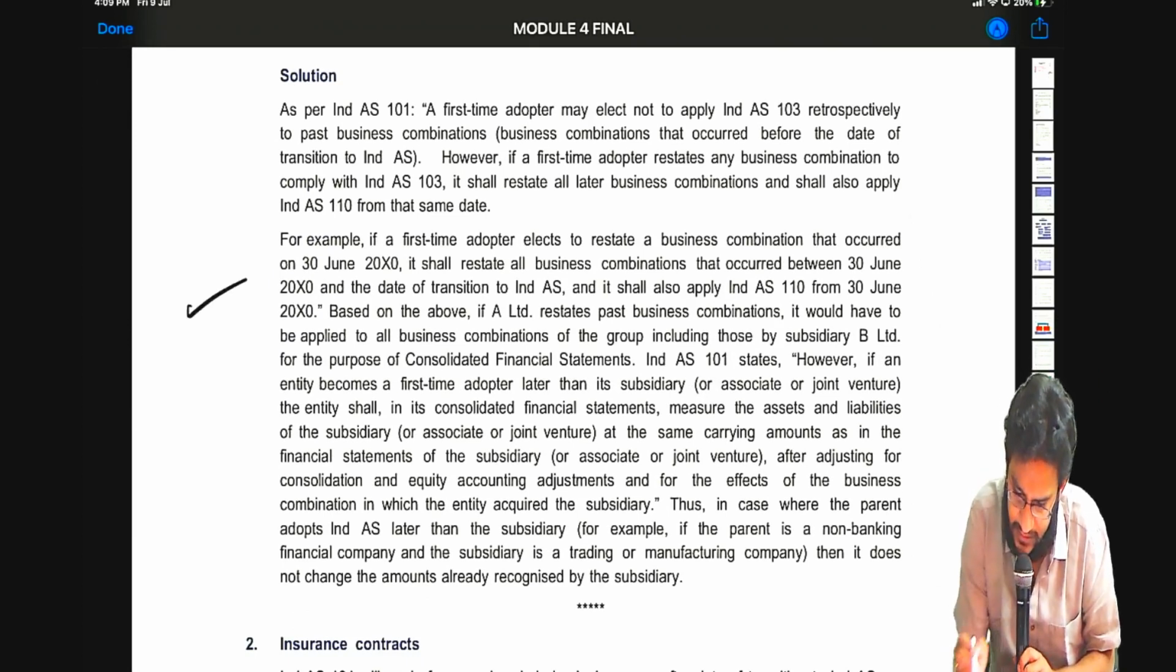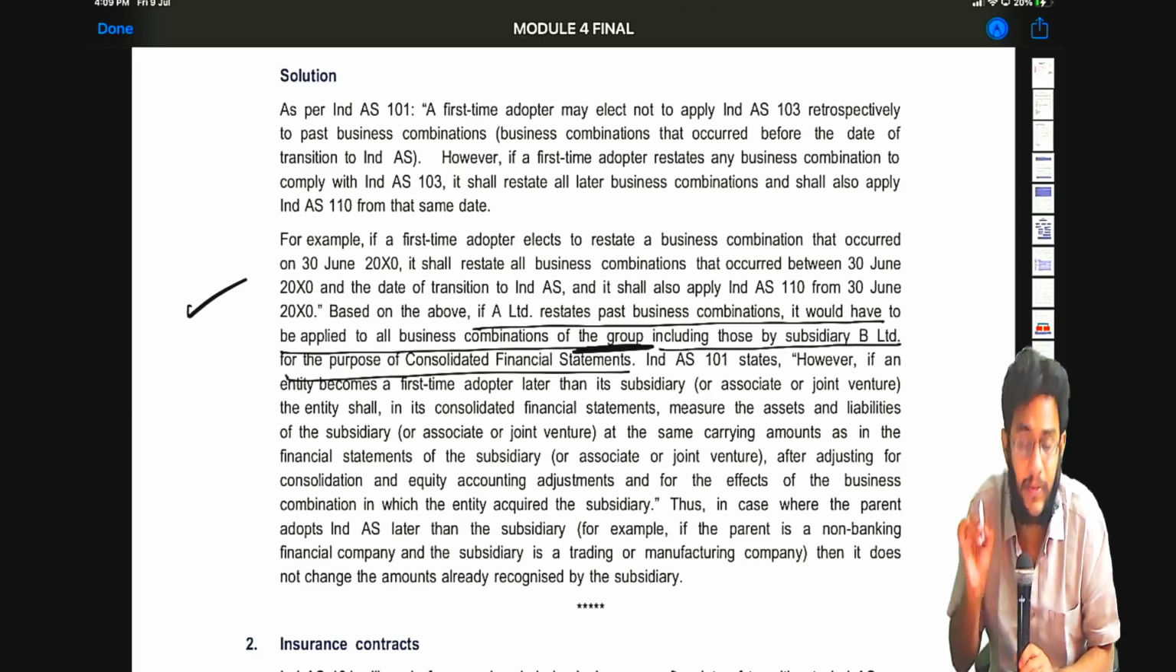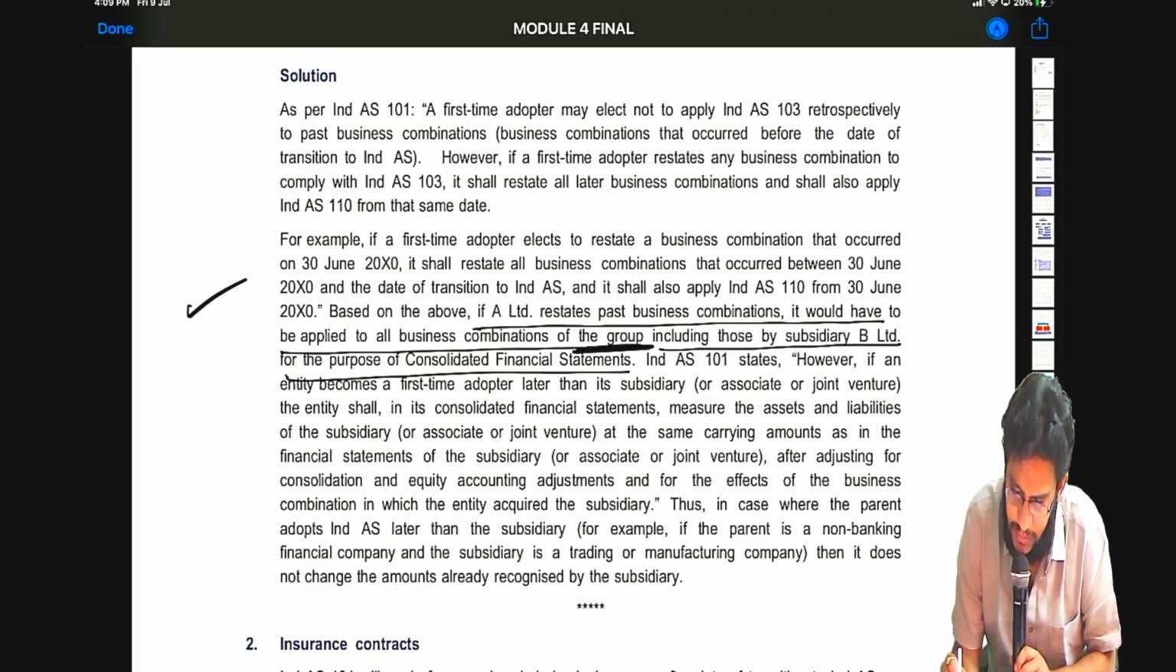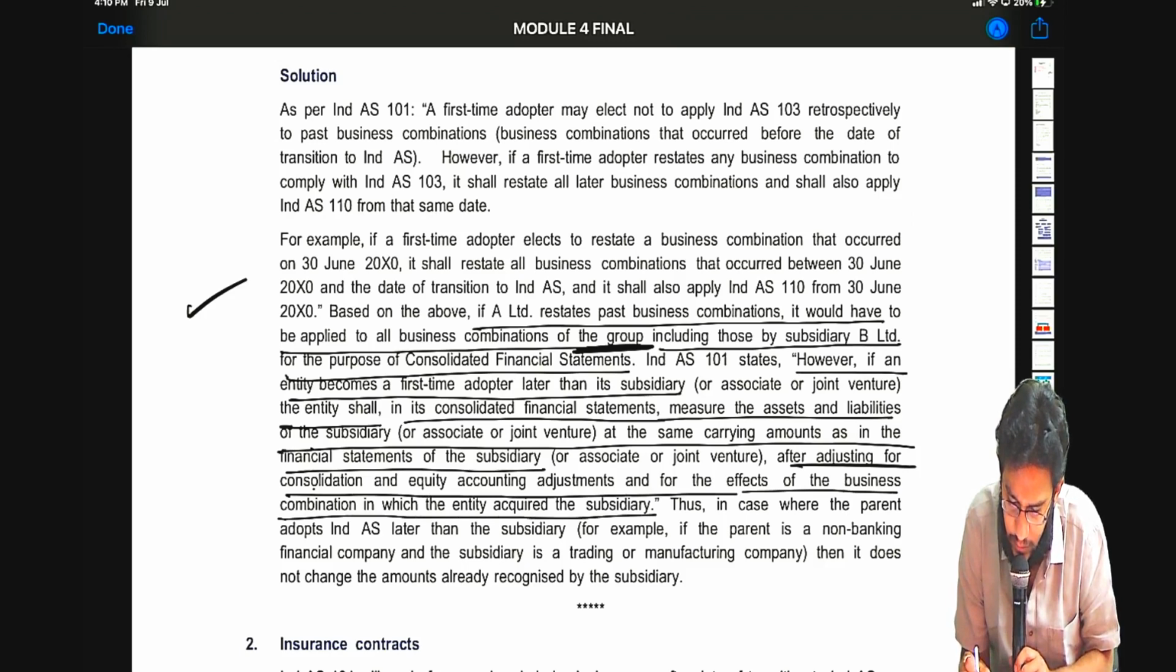Okay, anyway, the first answer is this, sir. If A Limited restates past business combinations, it would have to be applied to all the business combinations of the group, including those by subsidiary B Limited, for the purpose of consolidated financial statements. That's the first part. Ind AS 101 states, however, if the entity becomes a first-time adopter later than its subsidiary, the entity shall, in its consolidated financial statements, measure the assets and liabilities of the subsidiary at the same carrying amount as in the financial statements of the subsidiary, after adjusting for consolidation, equity adjustments, and for the effects of the business combination in which the entity acquired the subsidiary.